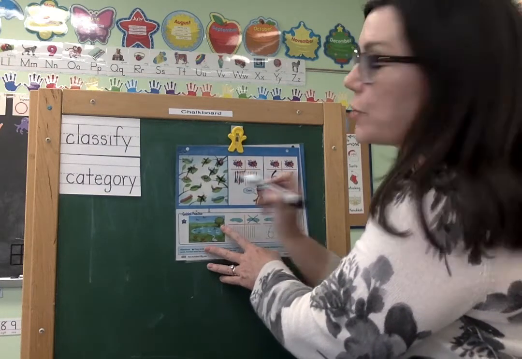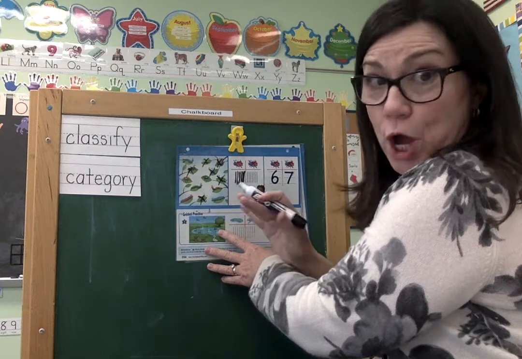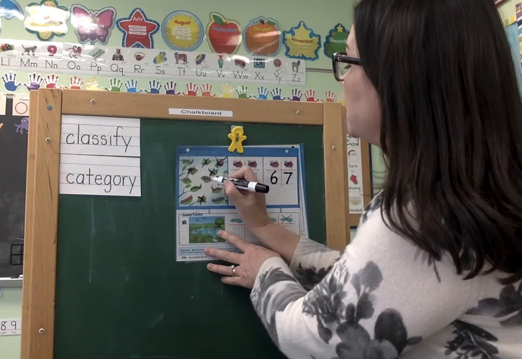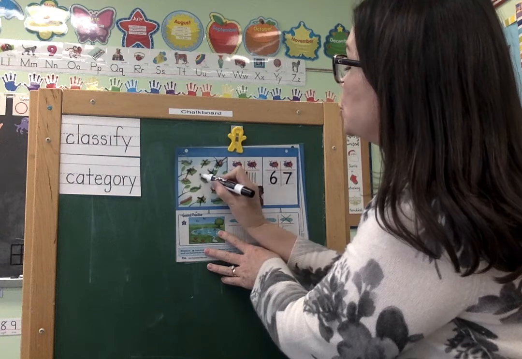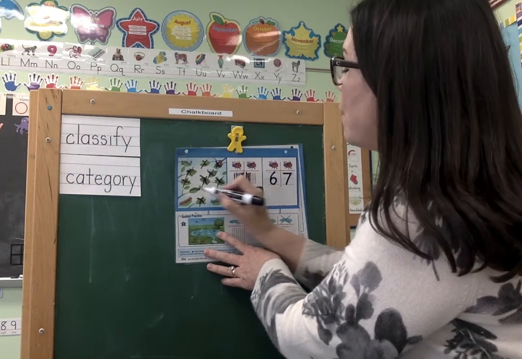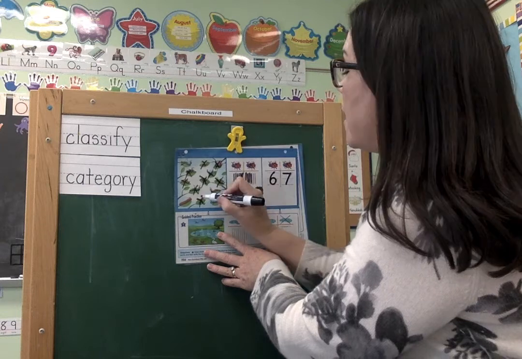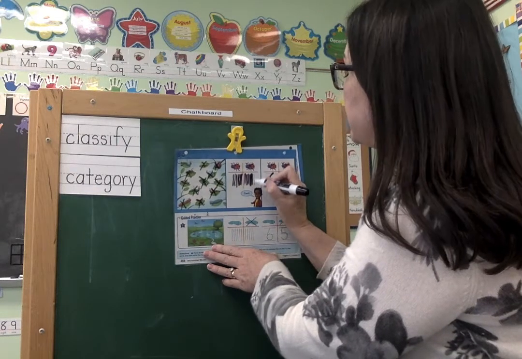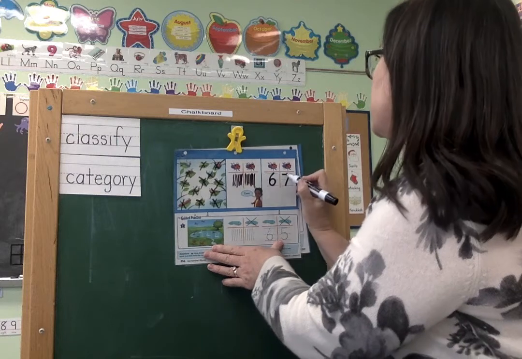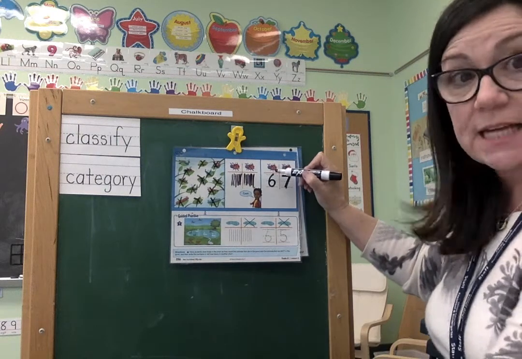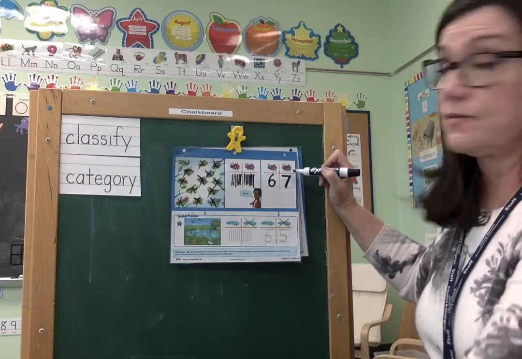Then he goes over to the insects that do not have 6 legs, and so he counts those. 1, make a tally mark, 2, 3, 4, 5, 6, 7. And he comes over here and writes the 7 very quickly. So he had 6 that had 6 legs, 7 that did not have 6 legs.